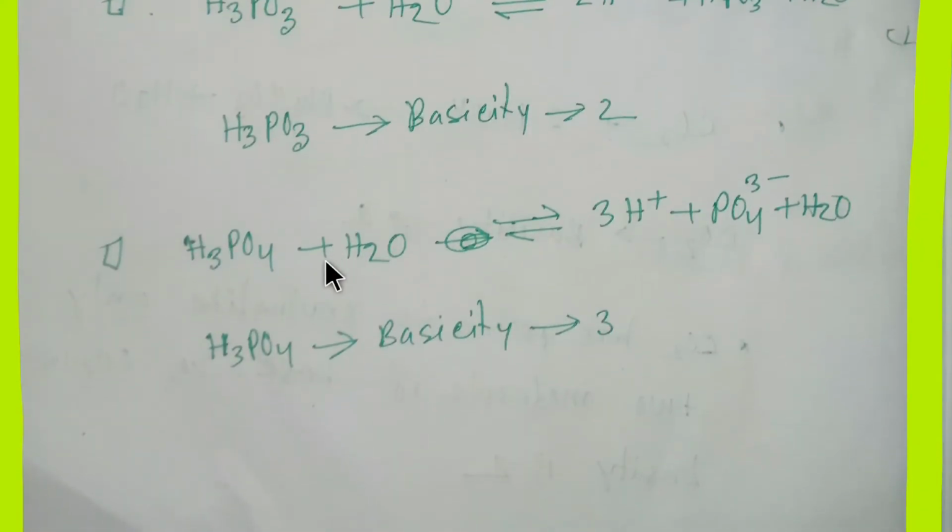This is phosphoric acid, and if you add water, then you are getting 3 replaceable hydrogen. That's why the basicity of phosphoric acid is 3.